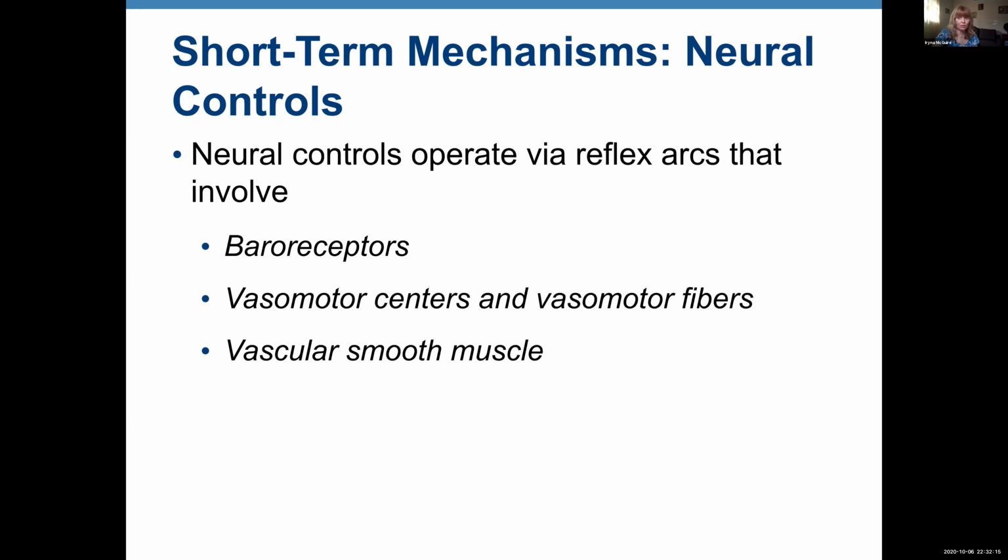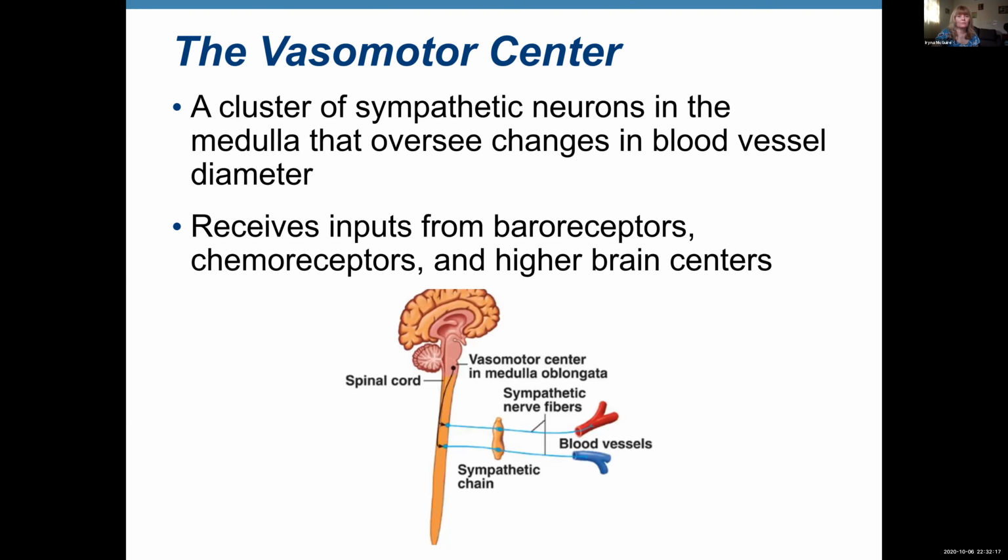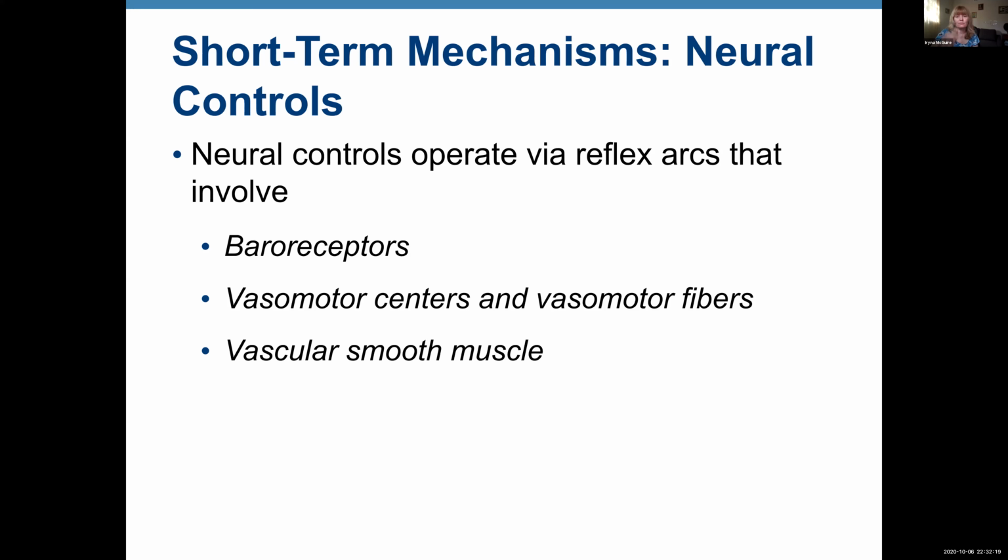So in neural control, what do we need? We need receptors, right? To tell our nervous system that blood pressure is high or low, like, so there is some change. So we need some receptors. Receptors that determine blood pressure are called baroreceptors. Now we need vasomotor center. That's gonna be in your brain, right? In the medulla.